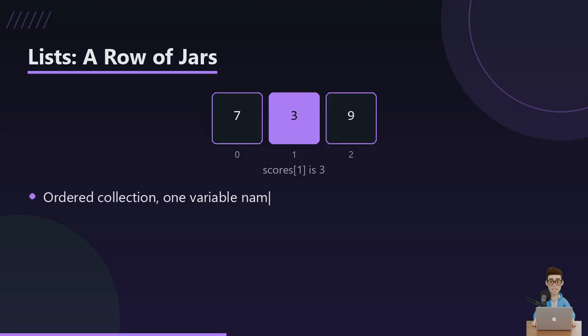A list is like a row of jars sitting on a shelf, all sharing one label. Notice the counting starts at 0, not 1, so the second jar is actually at position 1. This trips up almost everyone the first time, so do not feel bad if it takes a moment to click. In short, a list holds many values in order, and you reach each one by its position number.